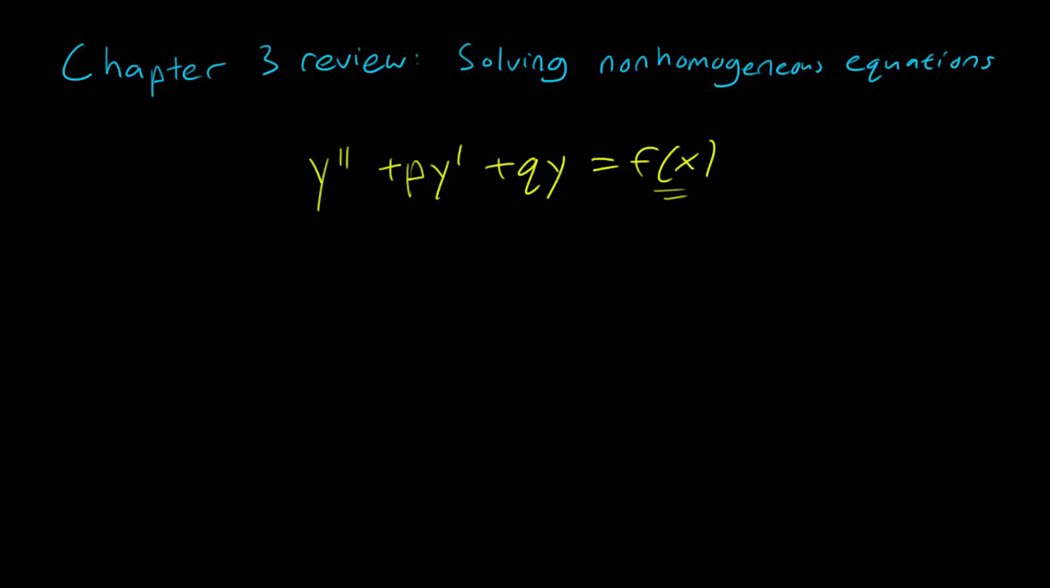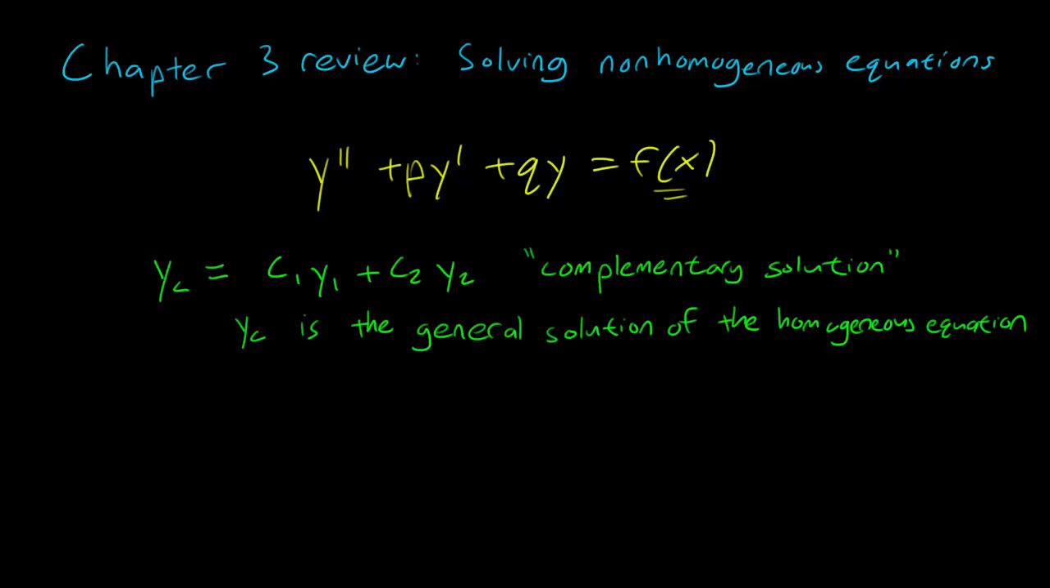So the way to find the general solution of these problems is actually related to solving homogeneous equations as well. So we actually have to solve the homogeneous equation first to find the general solution. We first introduce yc, which is known as the complementary solution. yc is the general solution of the homogeneous equation, and it's typically written as c1y1 plus c2y2.